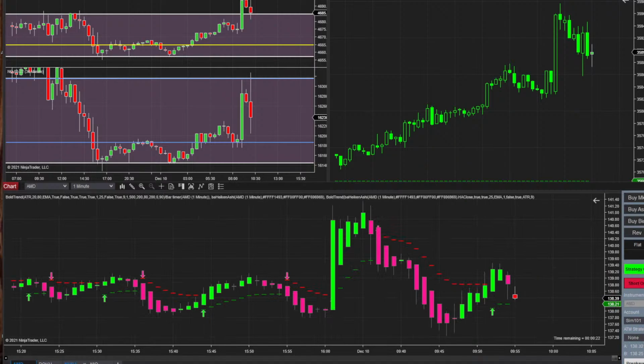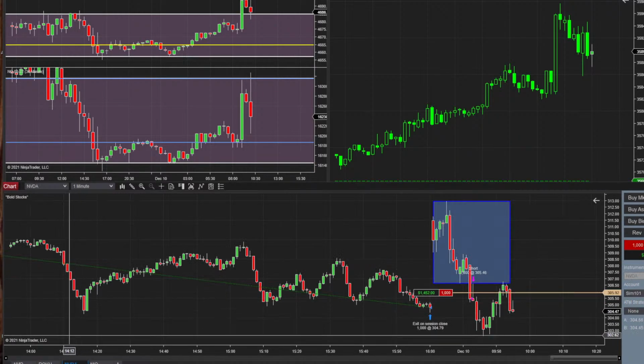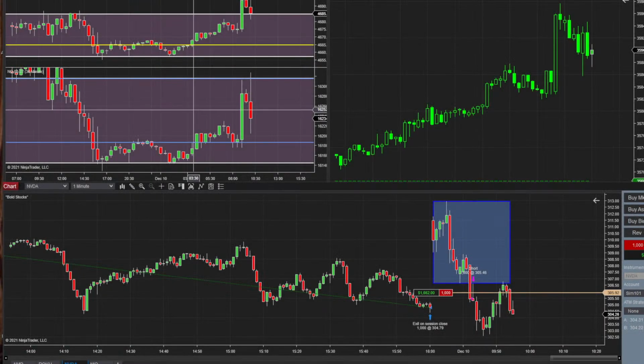We'll see if AMD takes a trade on my actual account. Oh, look at this, 1,400 on Nvidia. Oh, that's sexy. 1,600 on this Nvidia short. Damn, Daniel.